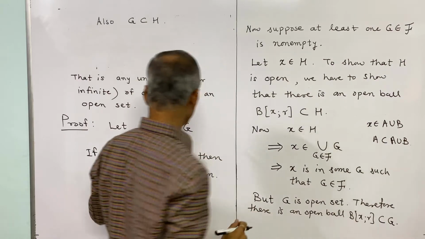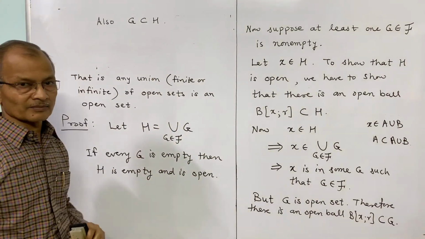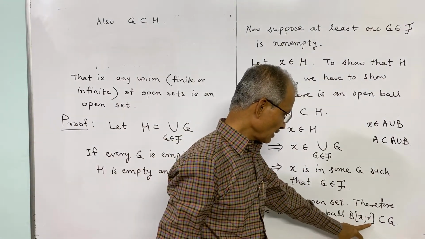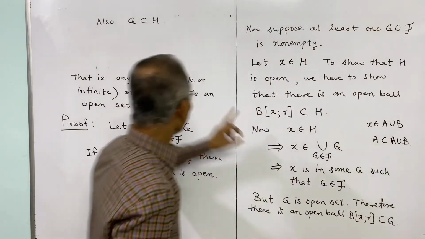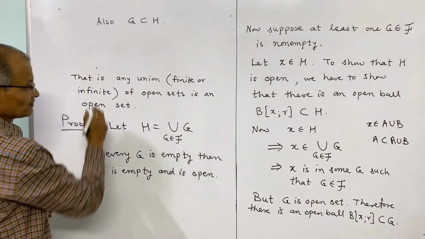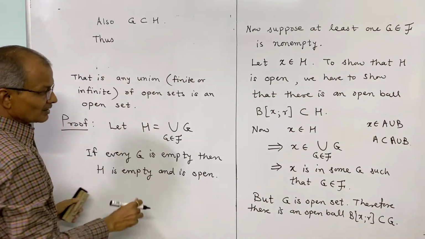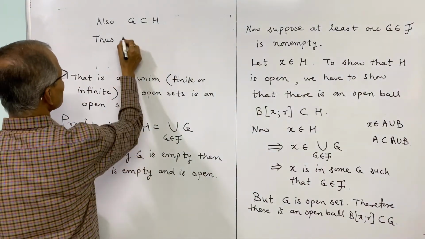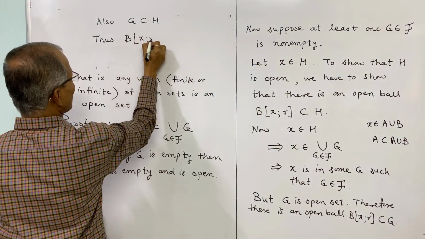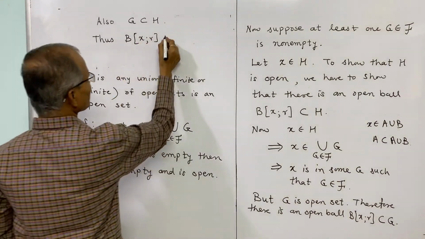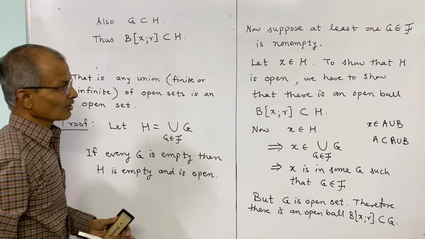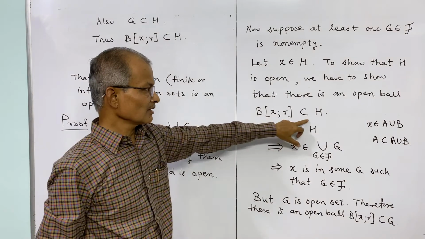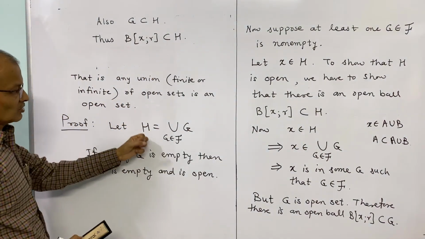So H is a union of G, and therefore G is a subset of H. Thus the open ball of radius r about x is a subset of G, and G is a subset of H. By the transitive relation, A subset of B and B subset of C means A is a subset of C, so this open ball of radius r around x is a subset of H, and this is what we wanted. We have to show that there is an open ball of radius r around x which is contained in H. Hence H is an open subset.